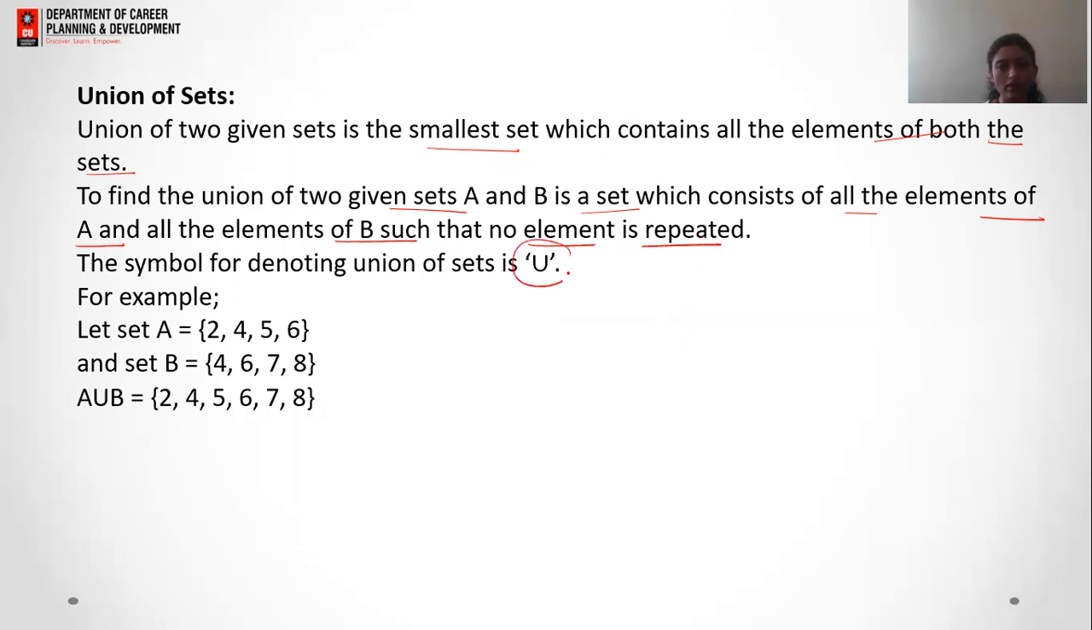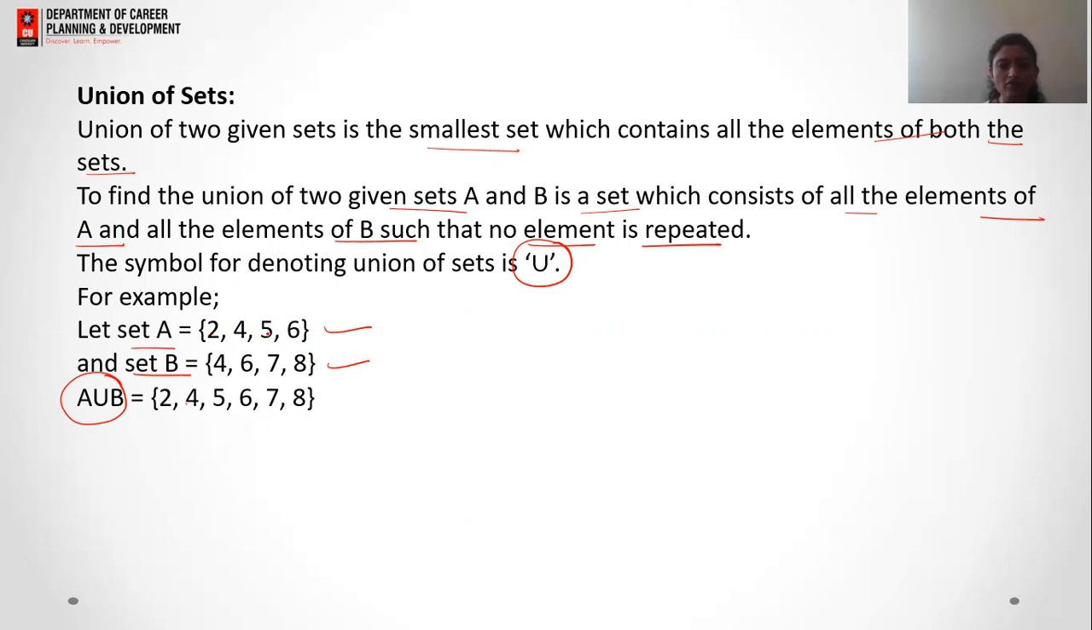The symbol for union is U. For example, there are two sets A and B. In set A, the elements 2, 4, 5 and 6 are there, and in set B, the elements 4, 6, 7 and 8 are there. So what is A union B? We will combine the elements of both sets, removing common elements. That is known as the union.